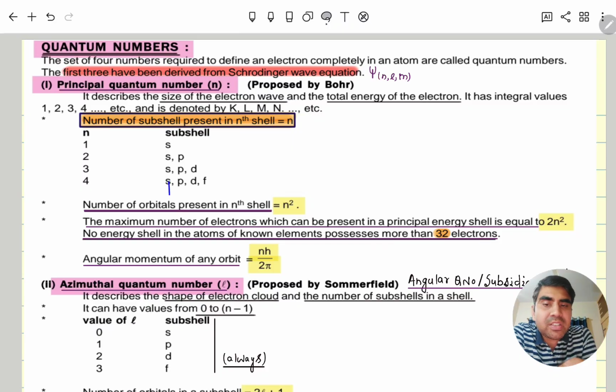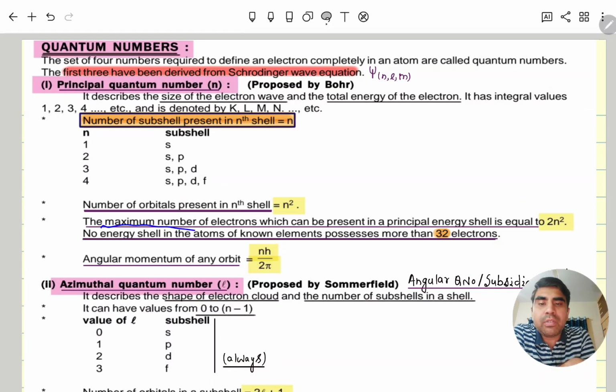In s, how many orbitals will be there? 1. In p, how many orbitals? 3: px, py and pz. In d, how many orbitals? 5: dxy, dyz, dzx, dx square minus y square, and dz square. Similarly, f has 7. So 7 plus 5 is 12, 12 and 3 is 15, and 15 and 1 is 16. So for n equal to 4, it is 16.